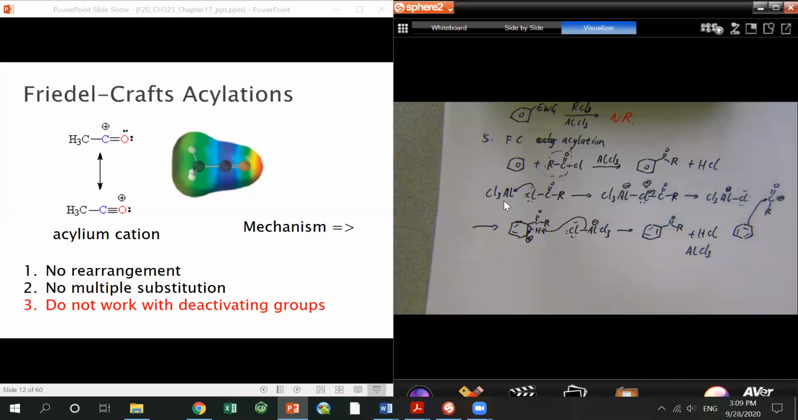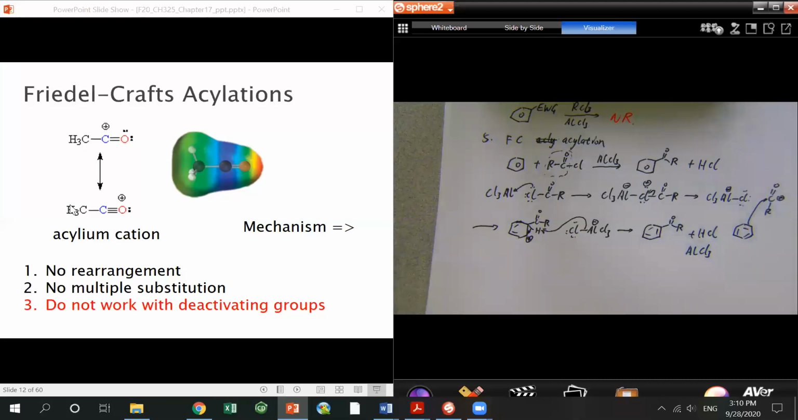And for this reaction, the advantage is that there is no rearrangement. That's different from Friedel-Crafts alkylation, because in alkylation you generate a carbocation intermediate, and with a carbocation there is a possibility of rearrangement. But here we have a different cation as an intermediate, so there will be no such rearrangement. Second, because the acyl group is a deactivating group, there is no multiple acylation. So that's the good thing.